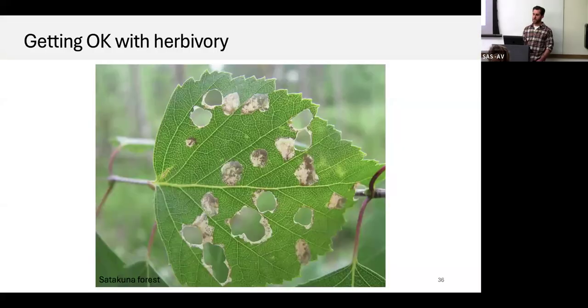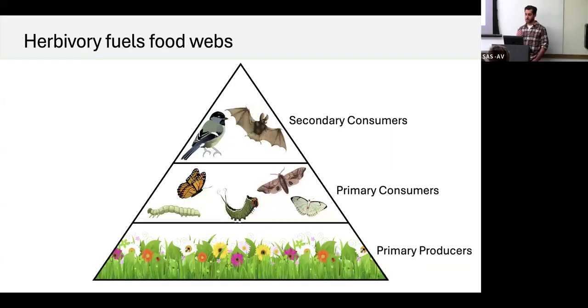And so really what that means to me is that we need to get okay with herbivory. People often cringe at the sight like this of herbivory on plants, especially if they're plants in your garden. But I like to view this sight as a sign that you are supporting a functional food web in your local ecosystem. And that's because, again, herbivory fuels food webs.